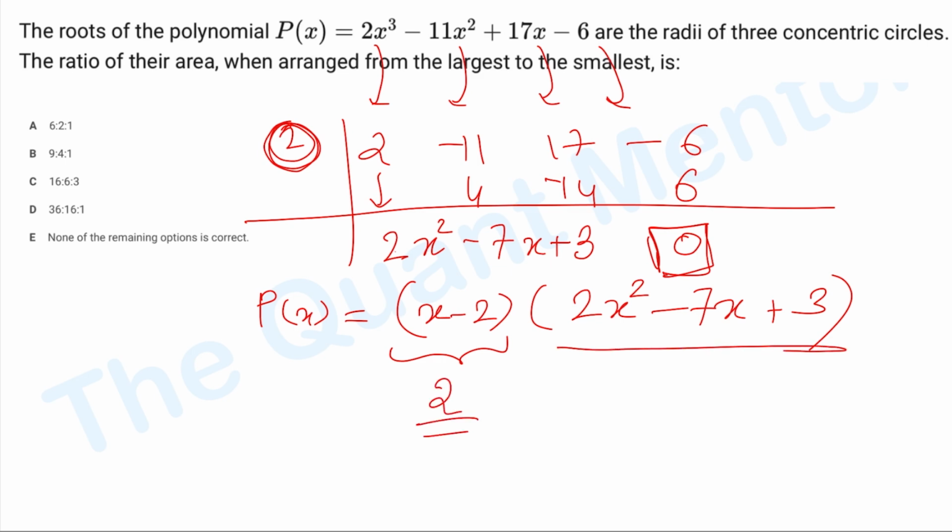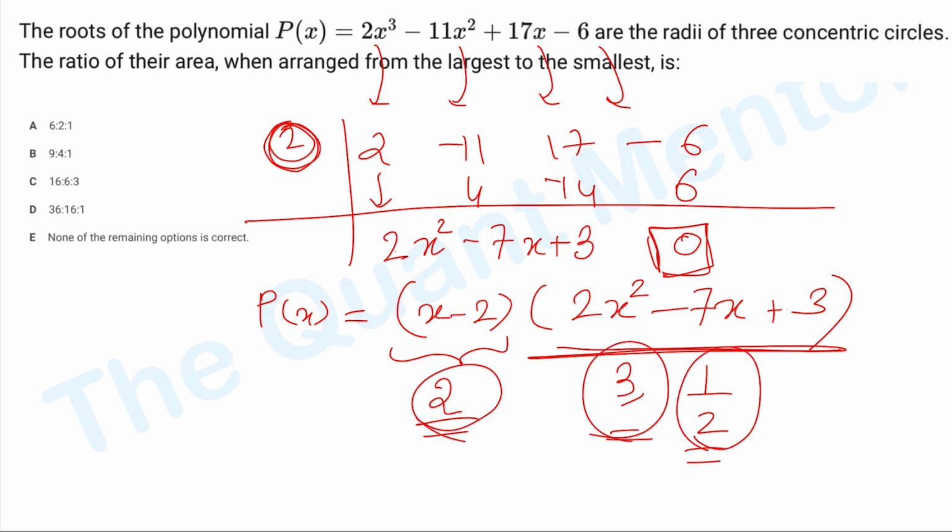The second part of this expression is a quadratic expression, and for a quadratic expression which can be factorized, we have a quick shortcut to find out the roots, and for that you can check out my course link. I have explained that in detail. So the roots of this particular quadratic equation: 2 into 3, 6, and minus 7. So minus 6 and minus 1 are the two factors. Change the signs and divide by the coefficient of x square. The roots are basically 3 and 1 by 2. So the roots of this polynomial are 2, 3, 1 by 2.